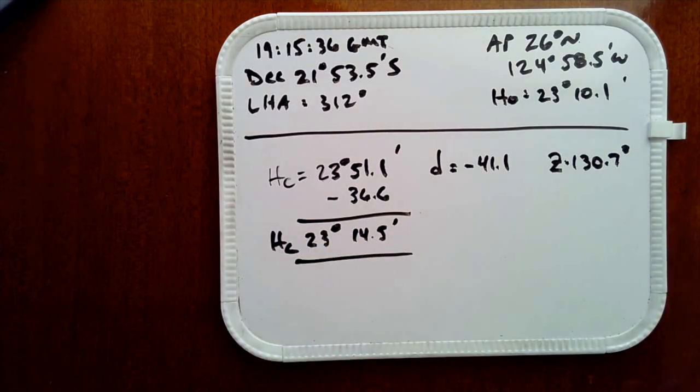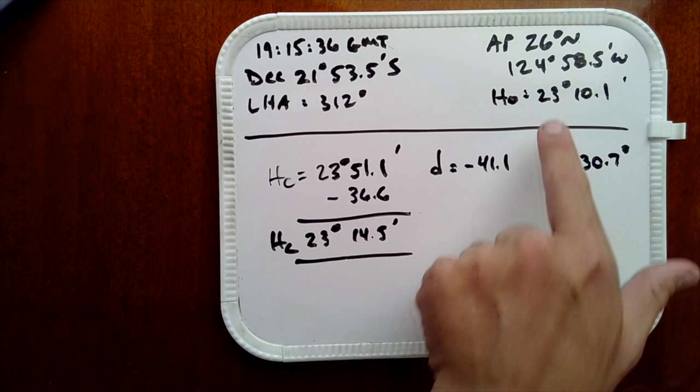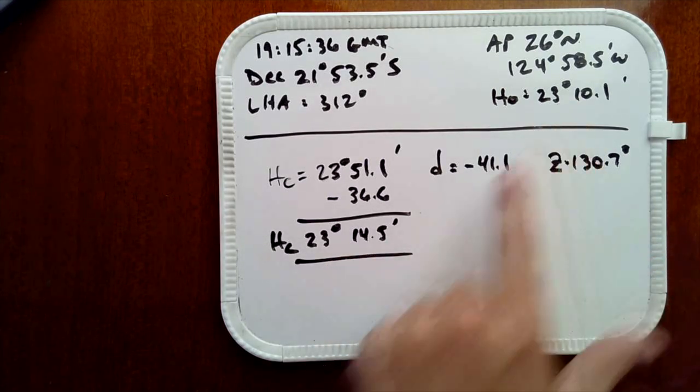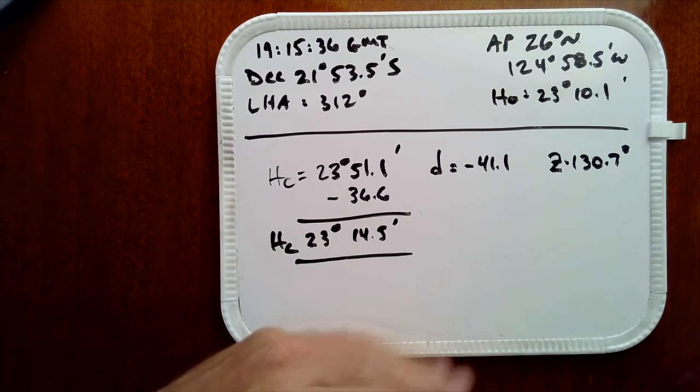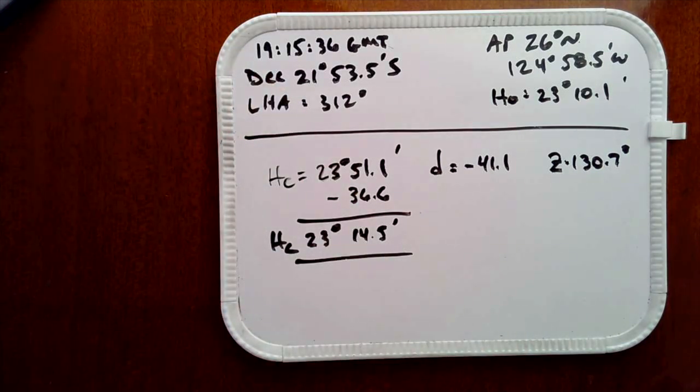That's our corrected HC. Always a good idea right now to check that with the HO from earlier. If they're pretty close, you're okay, within about 30 minutes. Otherwise, you might have made a math error, and it's worth going back to check before you go further.